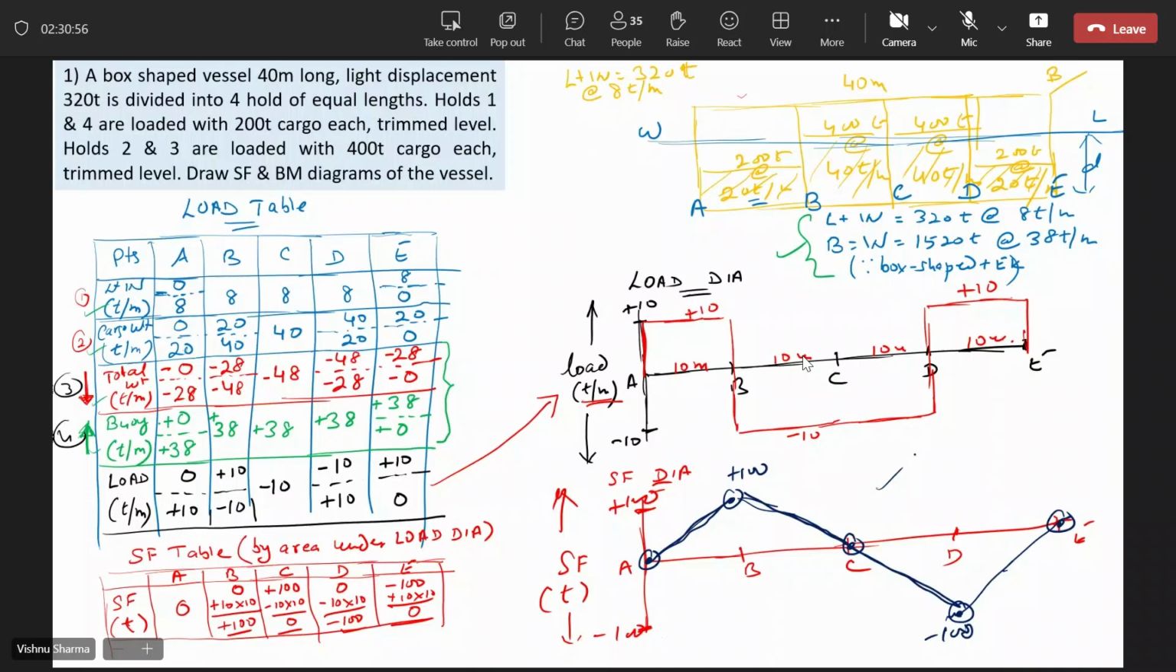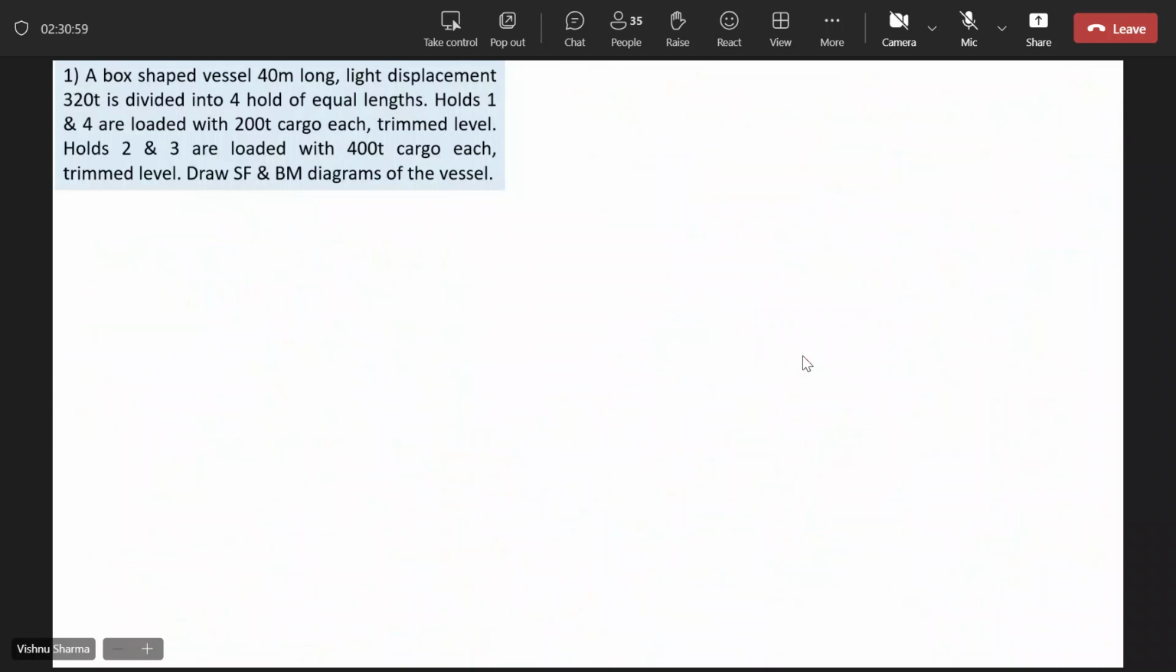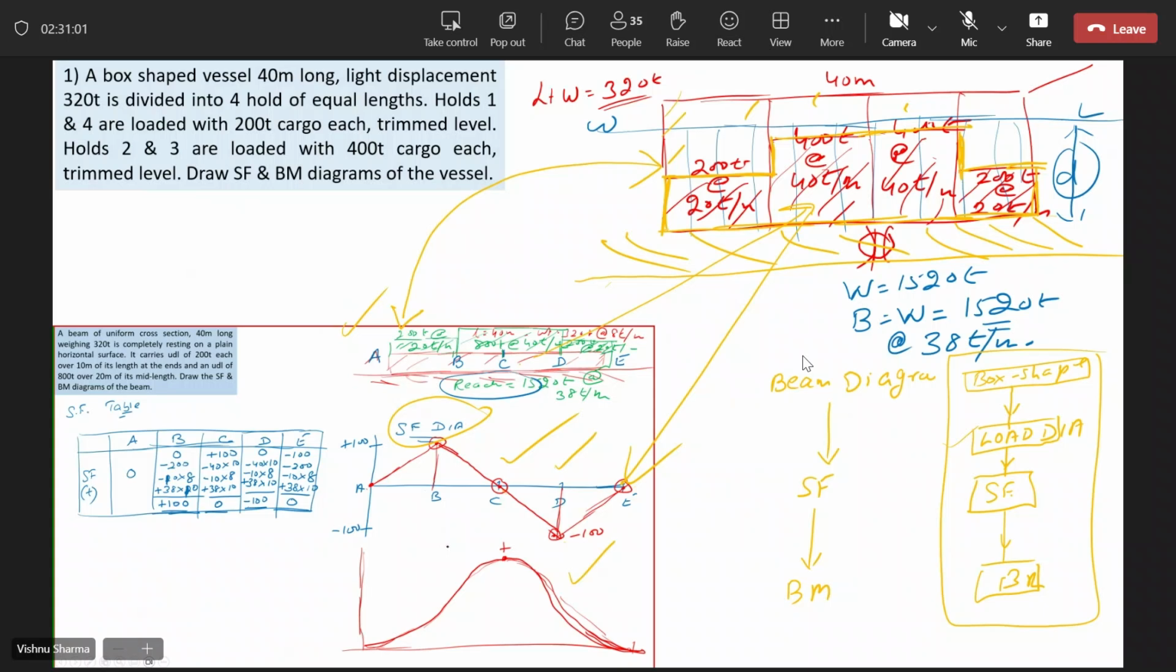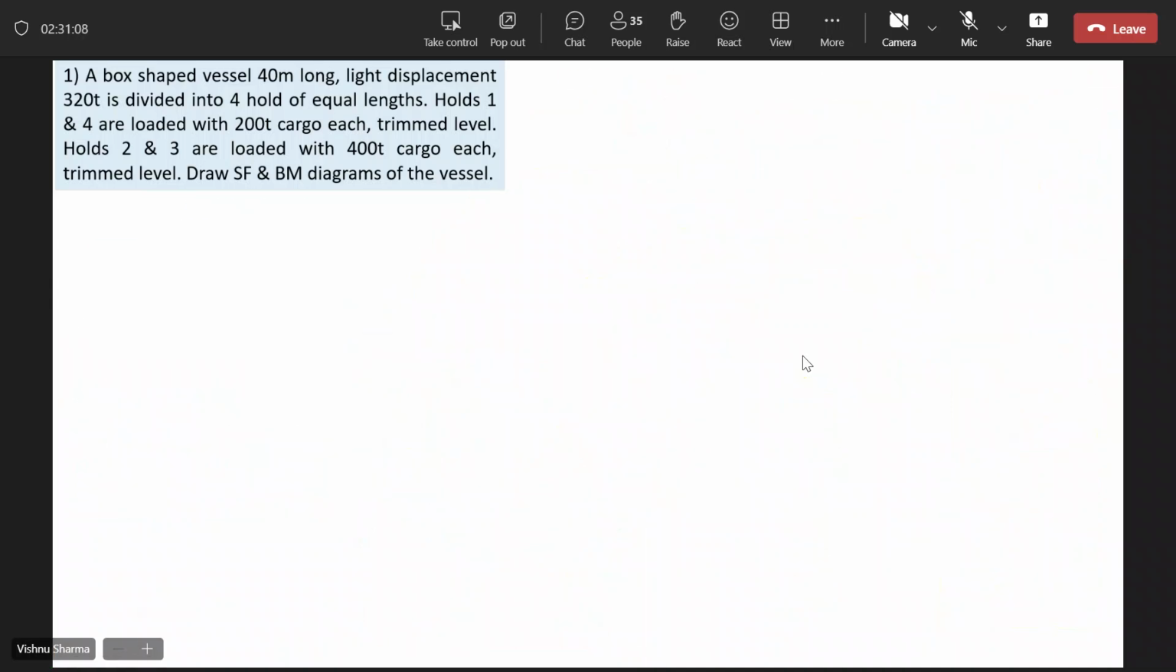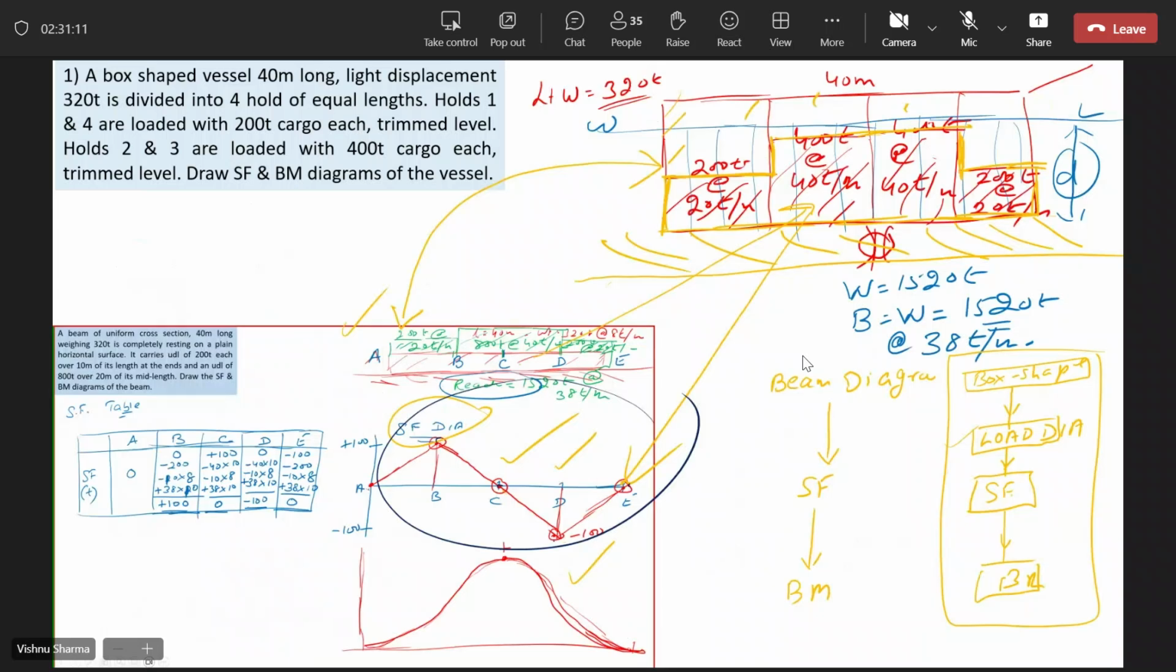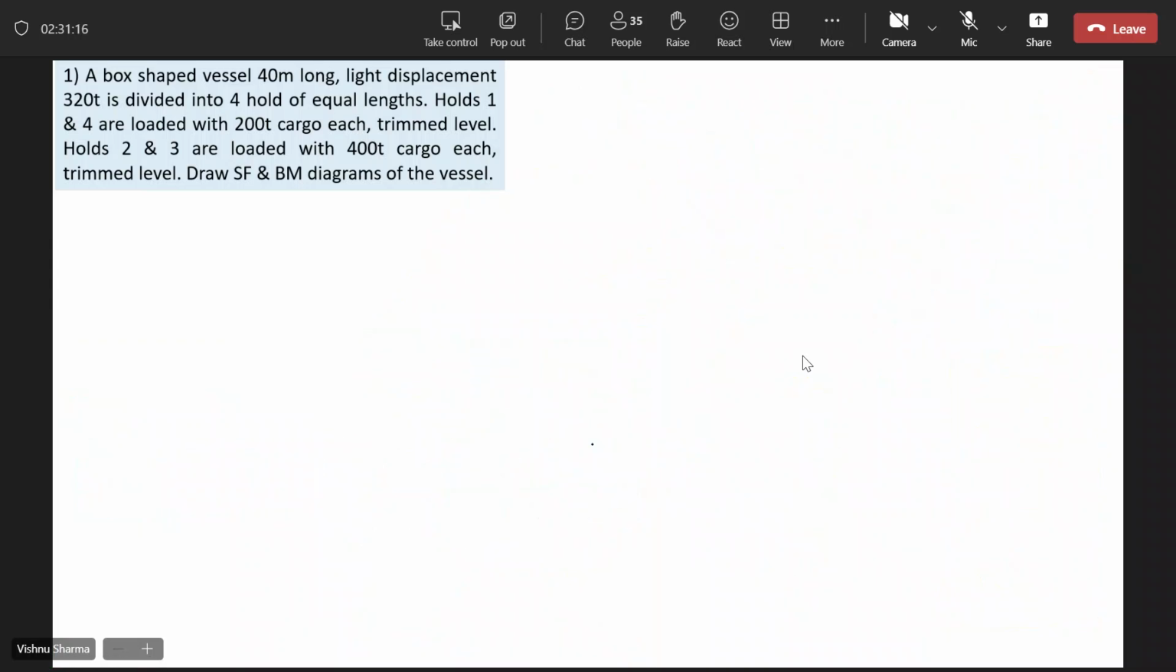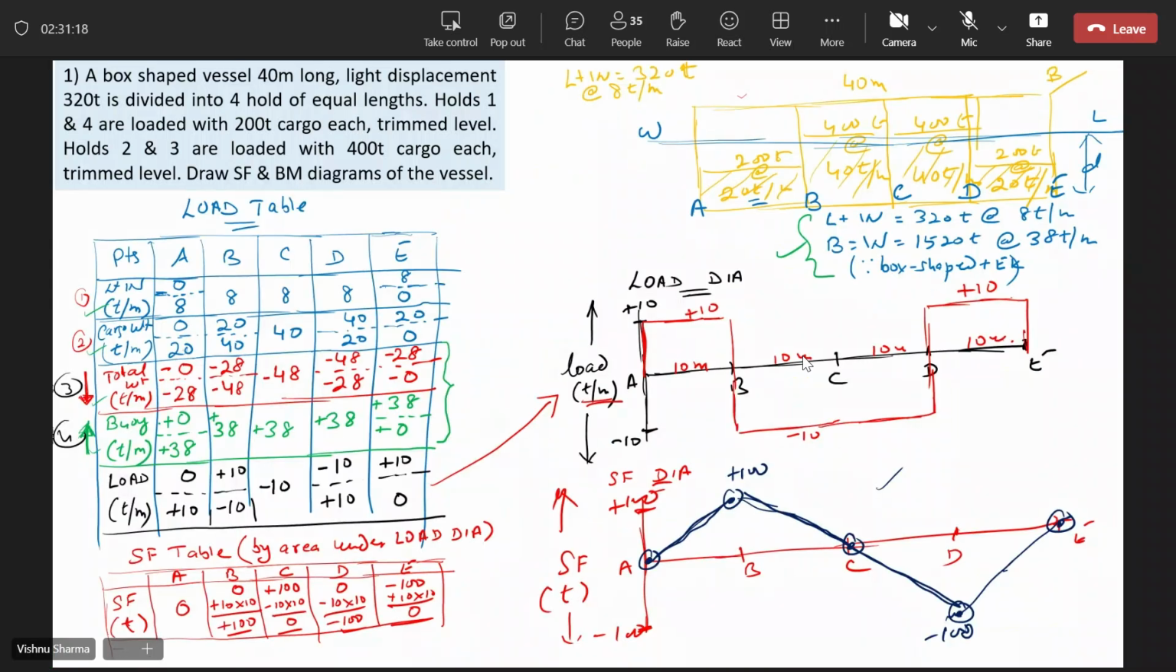See this SF diagram and compare with this one, guys. Is it the same SF diagram that we are getting there? 0, plus 100, 0, minus 100, 0. Yes or no? Am I right? Yes, sir. This one we got through the beam route. This was through the beam concept. And this one we have got through the load diagram. Can you all get from this SF diagram now the BM diagram, or does that need any help? I don't think that needs any help. Yes or no? No, sir.